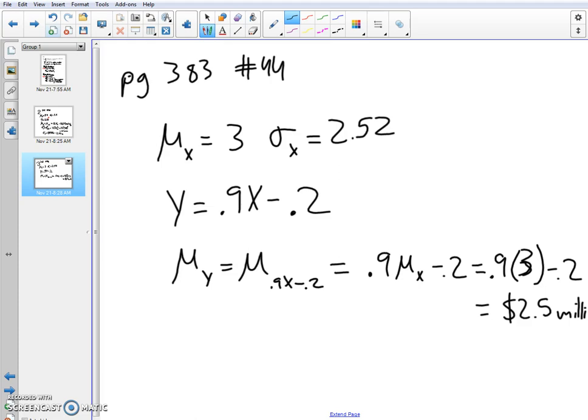Okay. For the standard deviation, now in the last one we did it in terms of variance first. If you're at the point where you can just say, I know I'm going to have to take the square root of n, so I might as well start with that, that's fine. So before we do that though, the standard deviation of x is going to be the standard deviation of 0.9x minus 0.2.